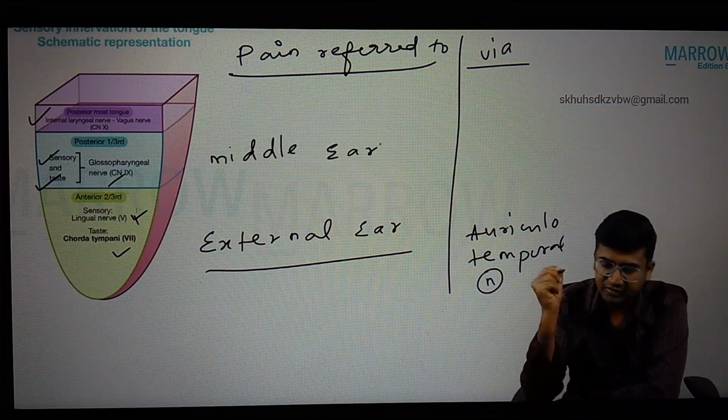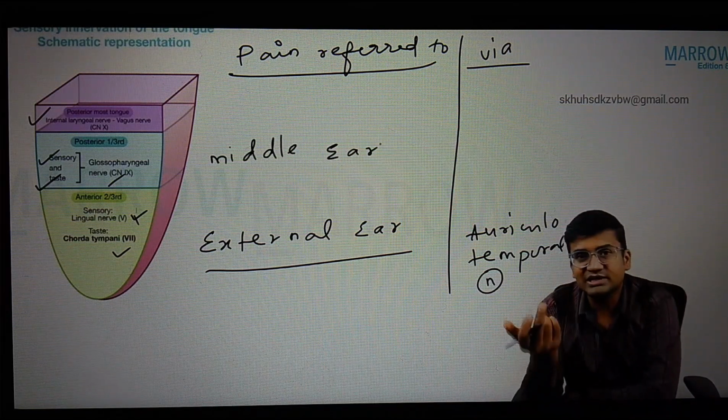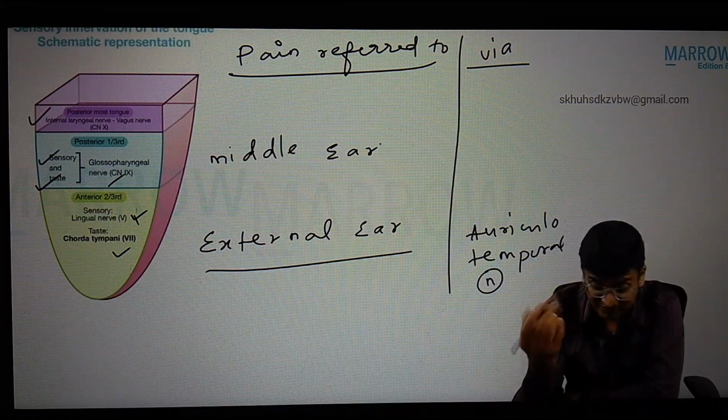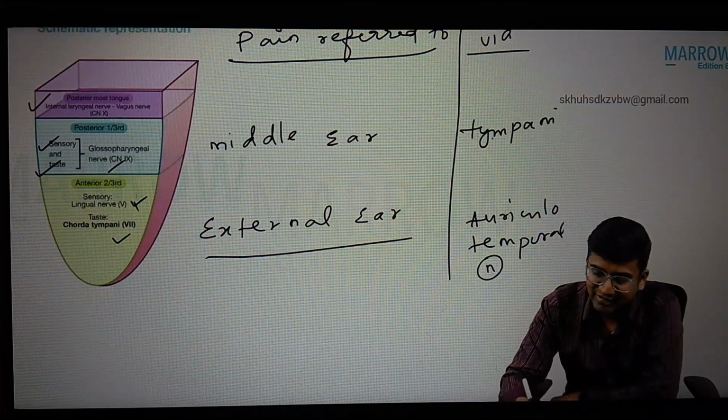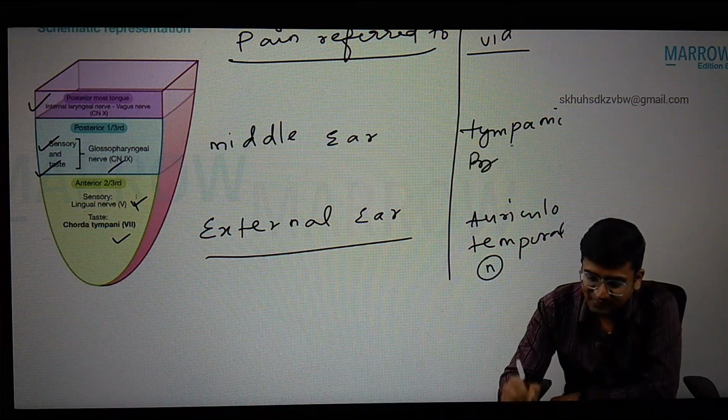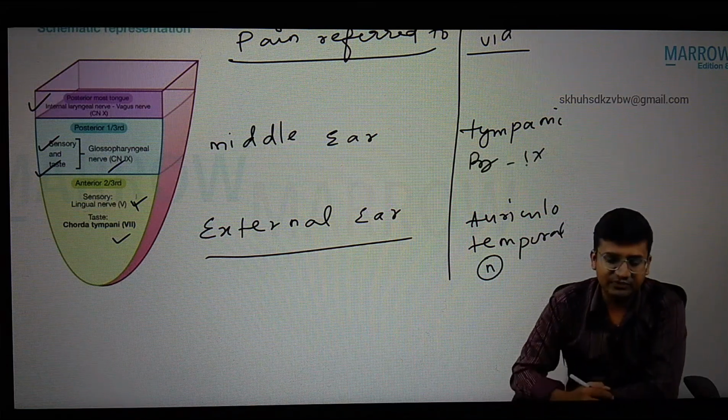Pain referred to the middle ear, via which nerve, sir? The glossopharyngeal nerve is giving which branch? Tympanic branch. The tympanic branch of the glossopharyngeal nerve forming the tympanic plexus.